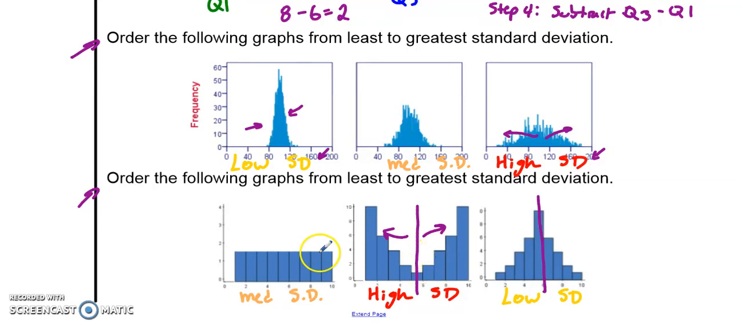It's very spread out. And this first example here, we kind of have a uniform set of data with some points closer to the mean while some are farther away. So it's going to have a moderate level of standard deviation, not as high or spread out as this middle one, but not as low or clustered together as this last one.